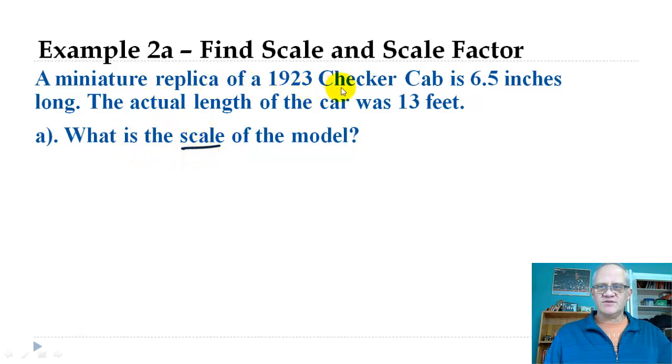All right, so we have a 1923 Checker cab, 6.5 inches long. The actual car was 13 feet. Well, now here we're not talking about maps. We're talking about a scale model. Like, I don't know if you made a little scale model when you were a kid.